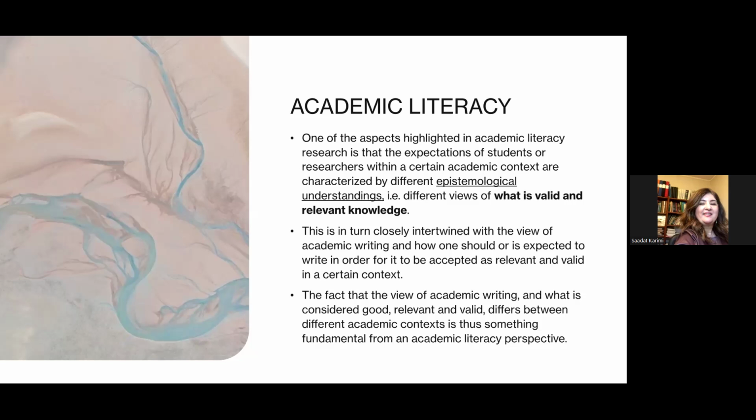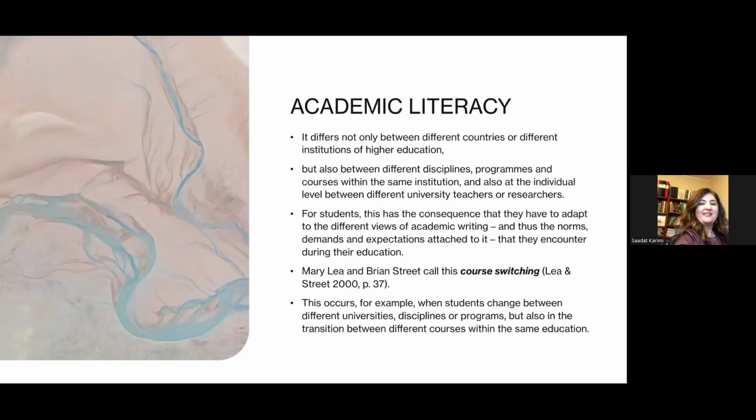The fact that the view of academic writing and what is considered good, relevant, and valid differs between different academic contexts is thus something fundamental from an academic literacy perspective. It differs not only between different countries or different institutions of higher education, but also between different disciplines, programs, and courses within the same institution, and also at the individual level between different university teachers or researchers. For students, this has a consequence that they have to adapt to the different views of academic writing, and the norms, demands, and expectations attached to it that they encounter during their education.